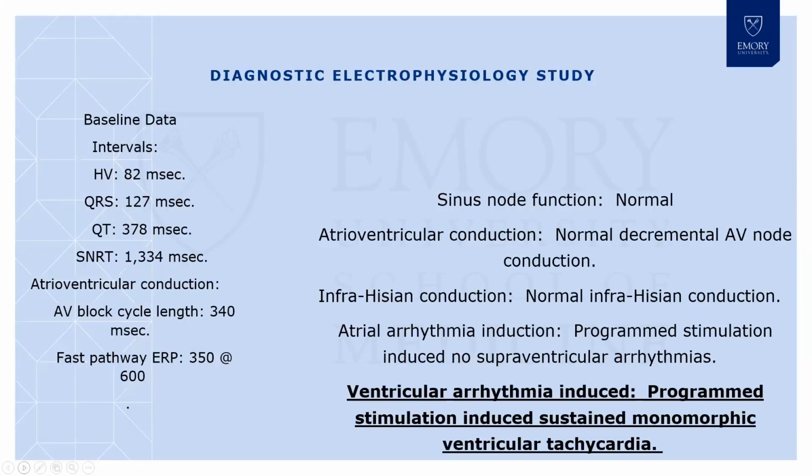Then the patient underwent a diagnostic electrophysiology study. So sinus node and AV node conduction were normal. Infrahisian conduction was normal. Atrial arrhythmia induction was negative. And for ventricular arrhythmias, programmed stimulation induced monomorphic VT.